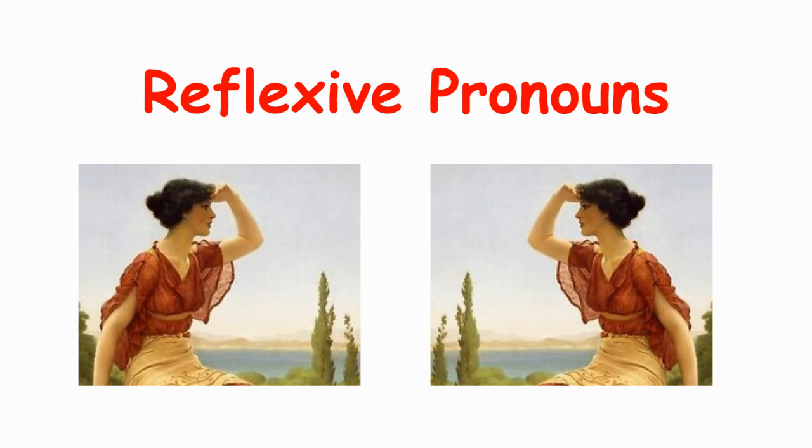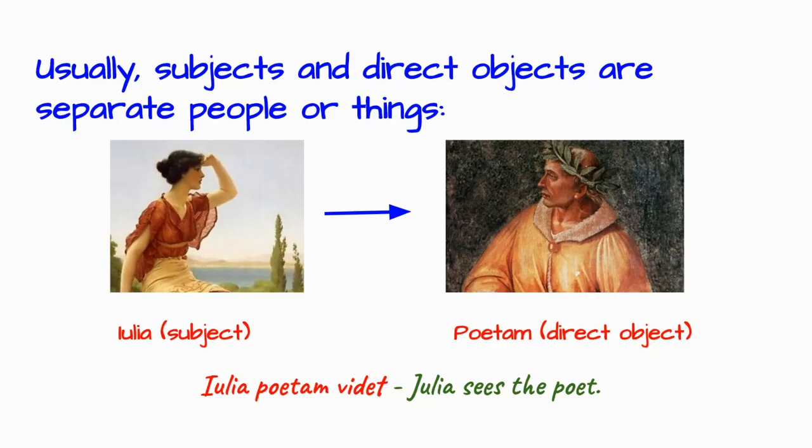Here's where these reflexive pronouns come into play. Normally, subjects and direct objects, or actually other kinds of objects, possessives, indirect objects, objects of prepositions, are separate people or things. We're using the direct object as an obvious example. If we say Julia sees the poet, Julia is the subject, the poet's the direct object. They're totally different people. Notice in our Latin sentence, Julia is nominative, poetam is accusative.